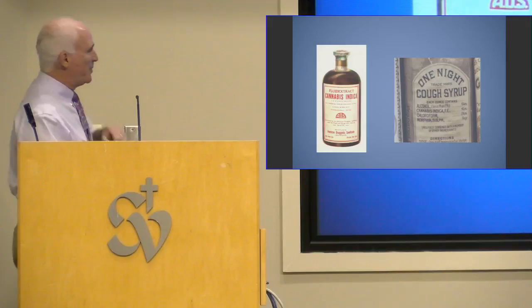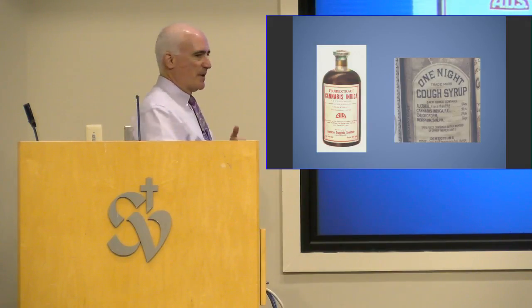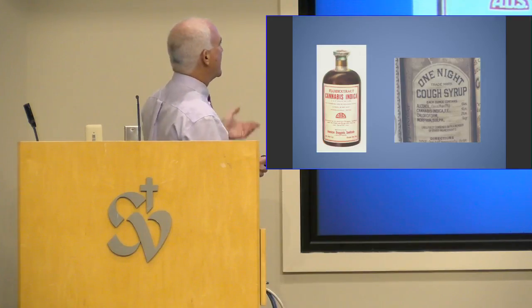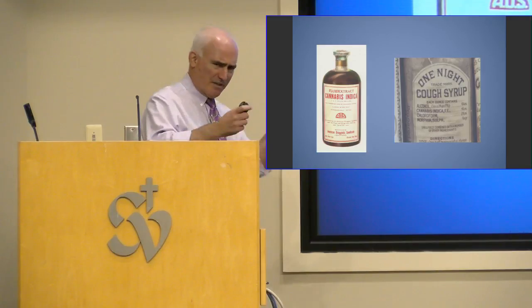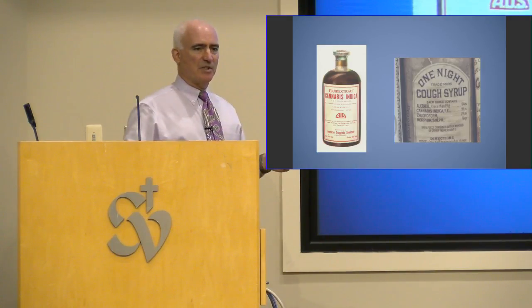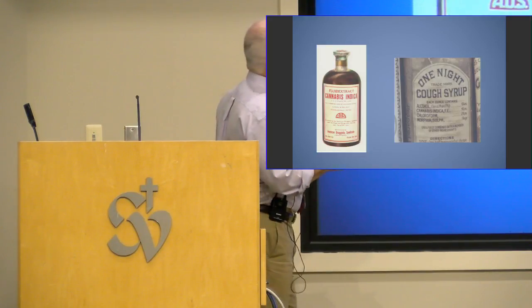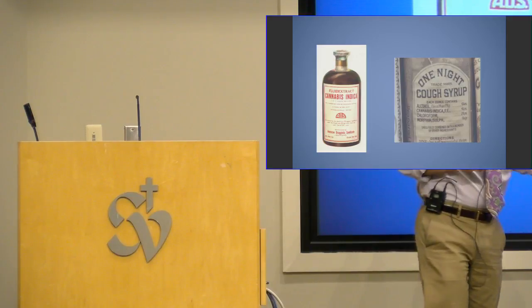So here are some examples of this. This is one of my favorite things. This is a cannabis indica. Remember we talked about three different plants. This is made from the indica, from the American Druggist Syndicate, so it was very officially made. And you can just get liquid cannabis indica. Now this is my favorite one. This was a cough syrup, and this was marketed to kids. Help them with coughing and sleeping.